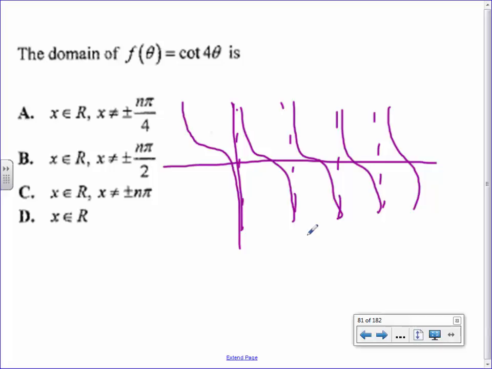Okay, I didn't actually write it out in our example, but where would all the problems occur in a cotan graph? Where's your first issue? What's the first number you can't type in for theta? Where's that first asymptote located at? Actually, 0. Yeah, good catch, right?